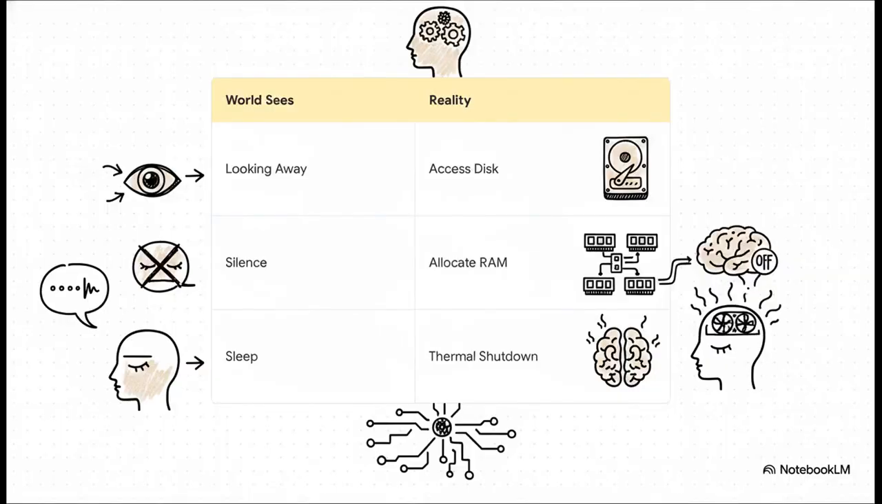This brings us to a really fascinating disconnect between what the world sees and what your system is actually doing. When people see you looking away, you're really just accessing your internal hard drive to find the right words. When they see silence, you're actually allocating RAM to process the interaction. And in those extreme moments of exhaustion, what might look to others like narcolepsy, just shutting down, is really a thermal shutdown. Your brain is initiating a graceful log-off to prevent permanent hardware damage from the sheer effort of communicating.